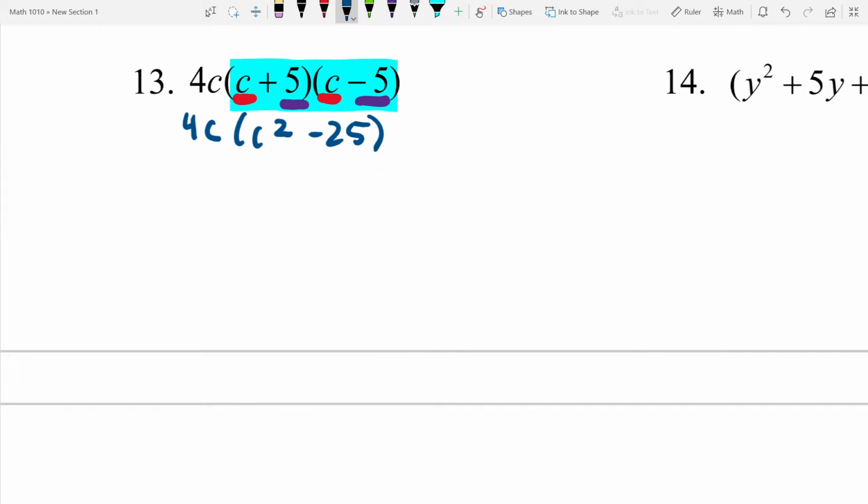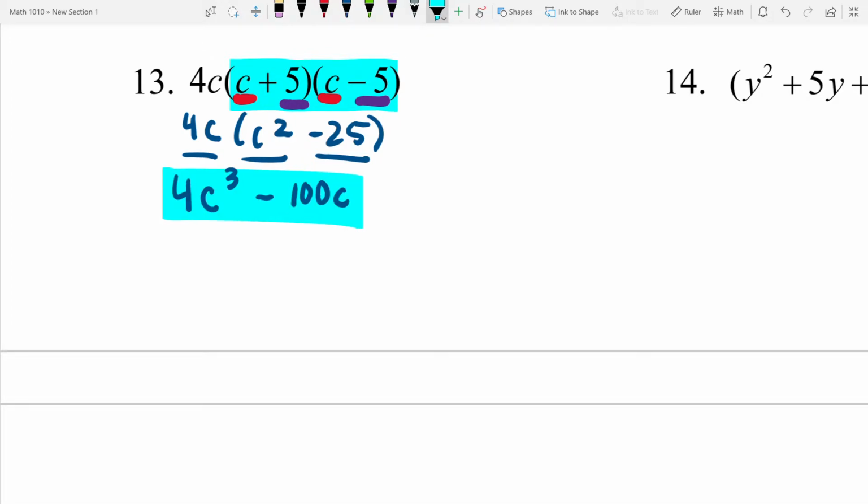Am I done with the question? What do I do now? One word. Distribute. Good. 4c times c squared. That's 4c, talk to me, to the third. Then 4c times a negative 25. Positive times a negative is a negative. Do the sign. 4 times 25 is 100. Then you have a c. Highlight it. Done. It's a breeze.